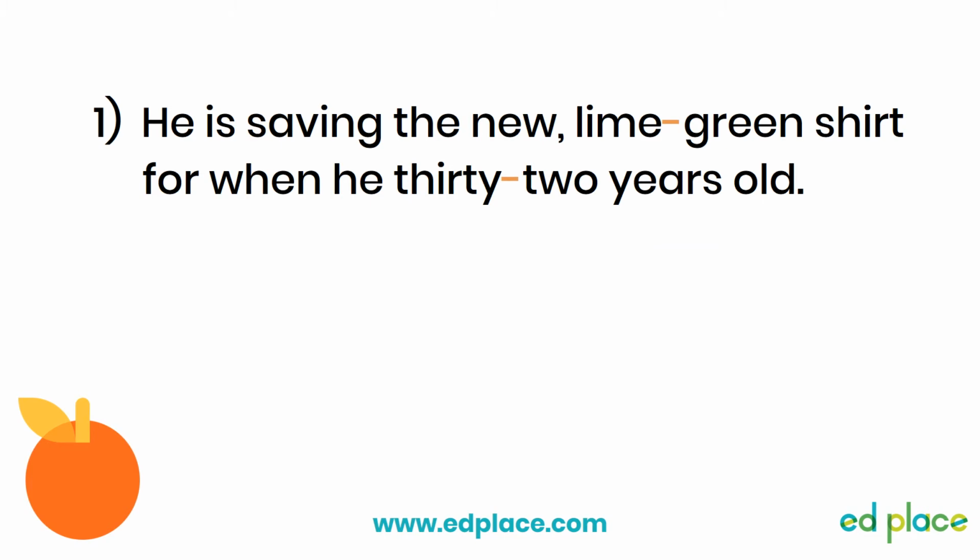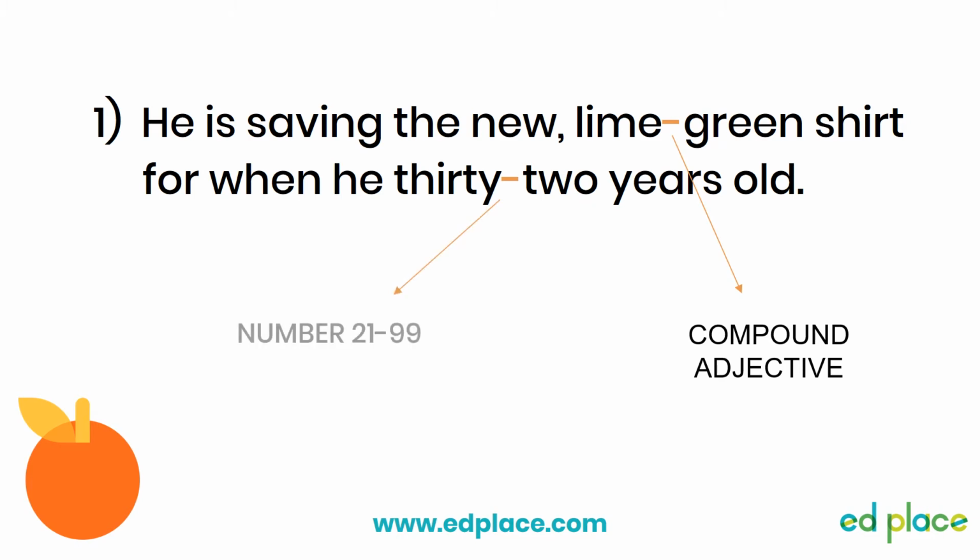Okay, well done. Let's go through them. In this sentence, lime-green is used to describe the shirt, so it is a compound adjective, and therefore this punctuation is a hyphen because a new word is formed. Thirty-two is a number between 21 and 99, so this is also a hyphen. The scores so far are hyphen 2, dash 0.